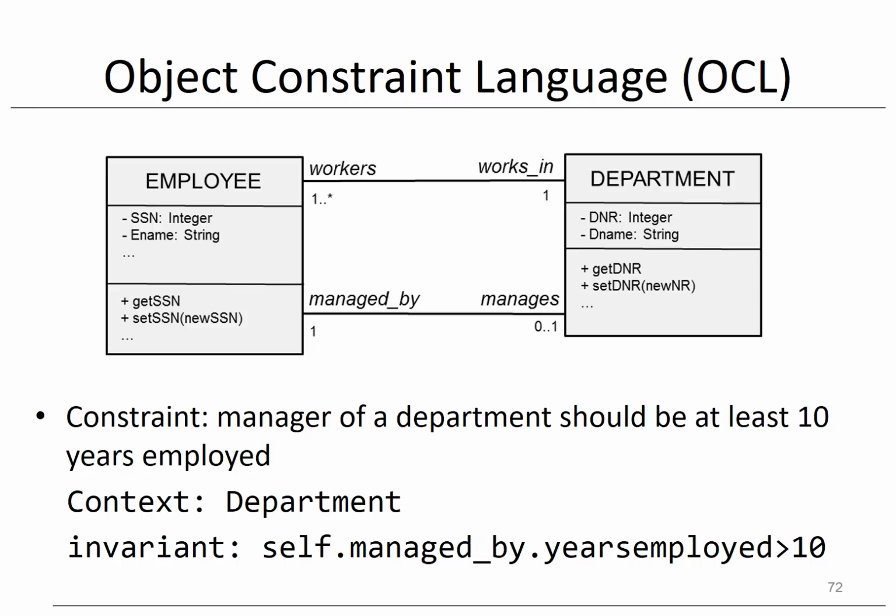The context of this constraint is the department class. The constraint applies to every department object, hence the keyword invariant. We use the keyword self to refer to an object of the department class. We then use the role name managed by to navigate to the employee class and retrieve the years employed variable.